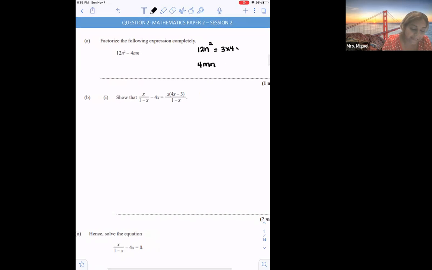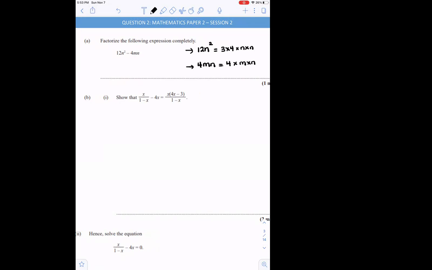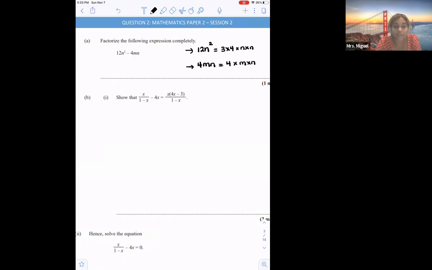And we'll write n squared as n by n. 4mn is 4 multiplied by m multiplied by n. Take it down for me and circle the terms that are present here that are also found here. So take it down and circle the terms that are common in both. For a term to be common, it must be found in the first expression and the second one. So take it out.